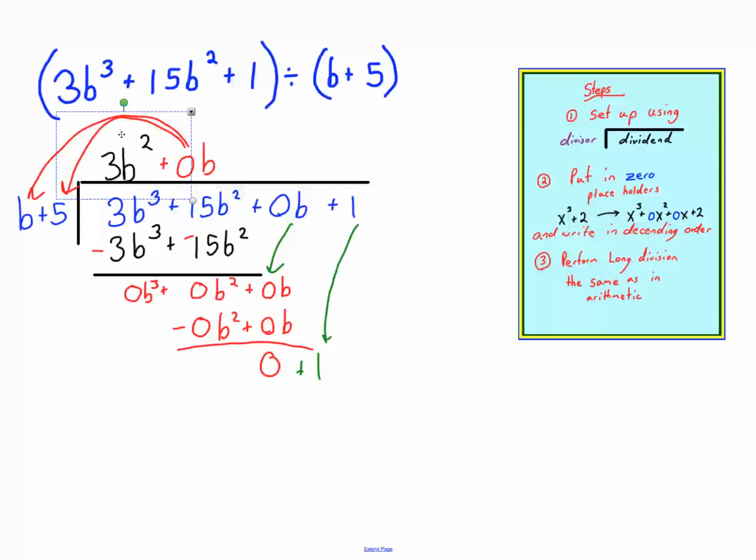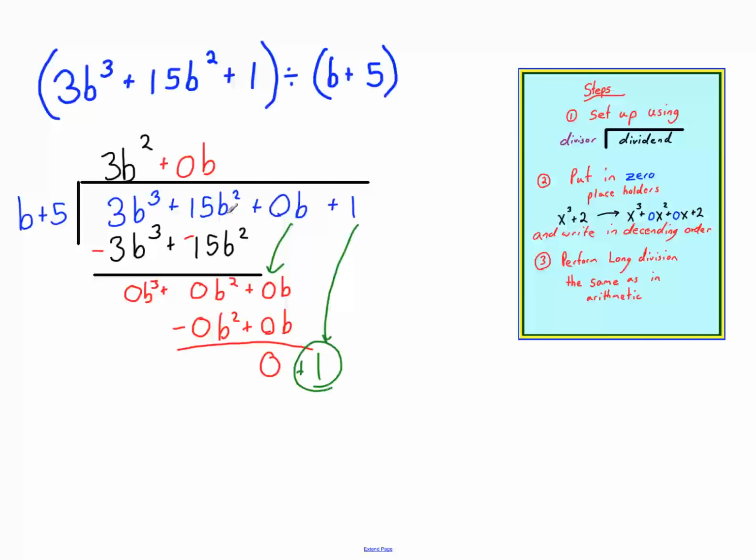So let's see, how many times does b go into this? And it doesn't, right? You cannot multiply anything by b in order to get 1. So this is our remainder here. So we get a remainder of 1.